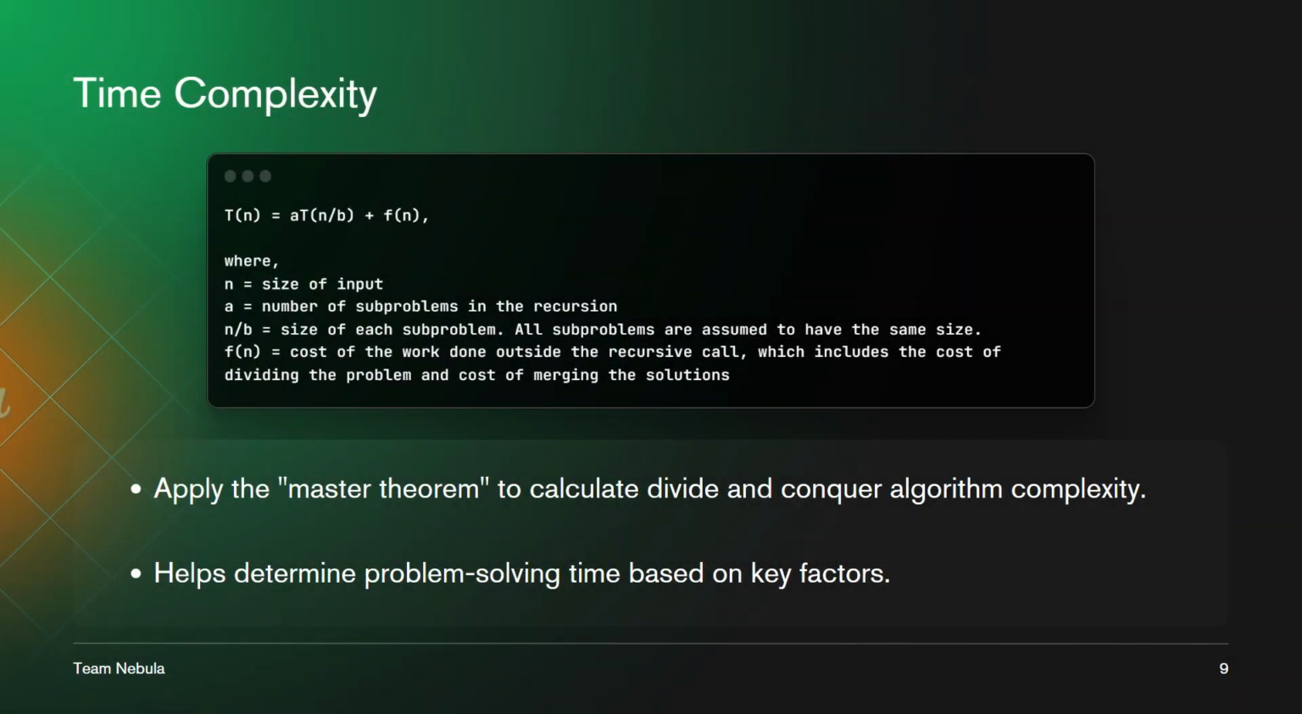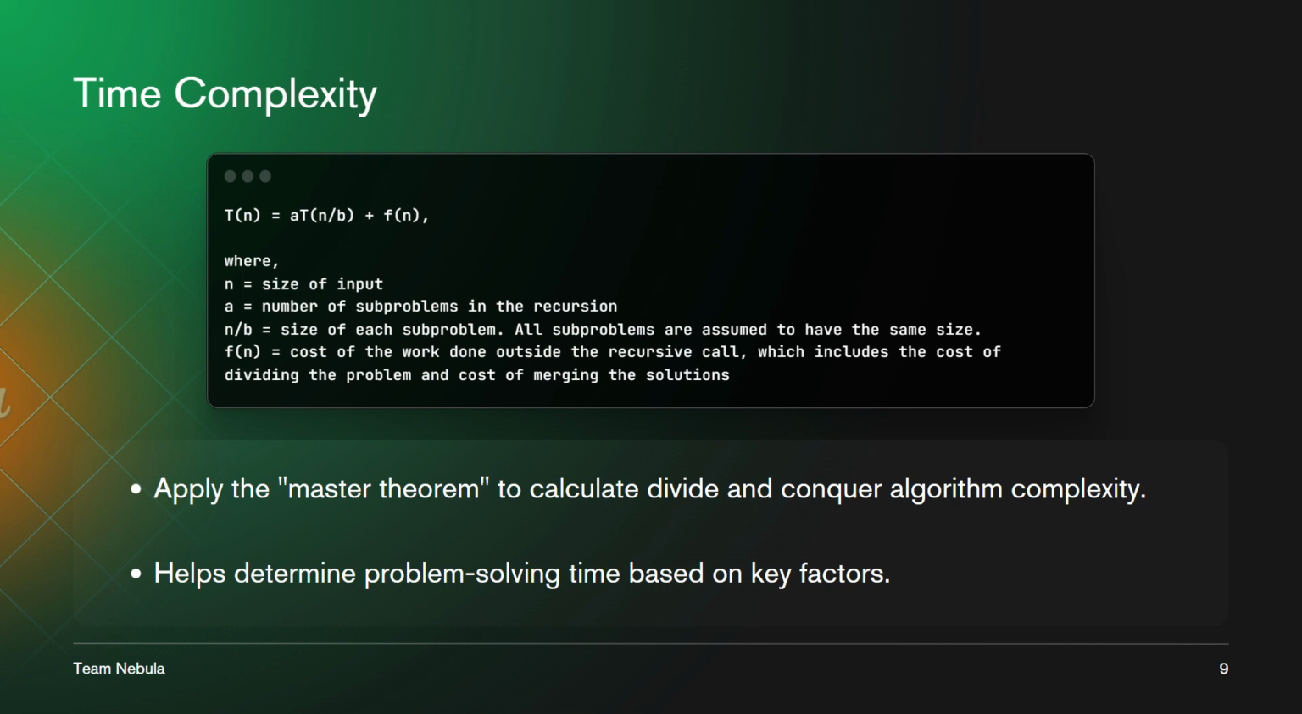Let's delve into understanding how we measure the complexity of these divide and conquer algorithms. Think of it like measuring the time it takes to solve a problem using a specific recipe. We use something called the master theorem to calculate the complexity of a divide and conquer algorithm. The theorem helps us figure out how long it will take to solve a problem based on a few key factors. Imagine you are baking a cake using a recipe.